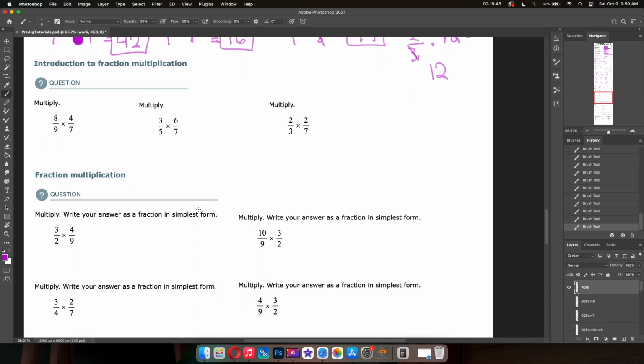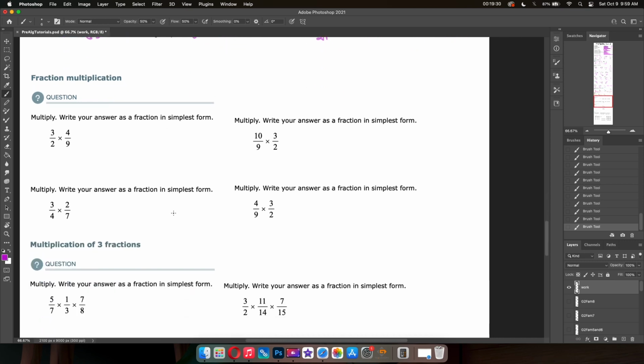Now for fraction to fraction multiplication, here's the rule of thumb. We're going to be multiplying across. So 8 times 4, 9 times 7. And since this is the introduction, we don't have any of our fancy tricks like we were doing up here. Hold that thought. So 8 times 4 is 32. 9 times 7 is 63. 3 times 6 is 18. 5 times 7 is 35. 2 times 2 is 4. 3 times 7 is 21. That's the introduction part. All you're doing is multiplying across. The really fun stuff doesn't happen until a little bit later. A little bit later meaning right now, fraction multiplication.